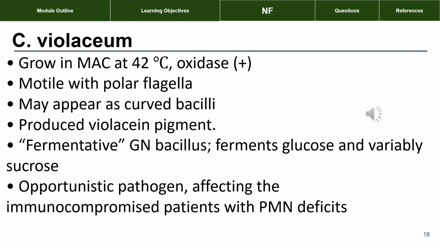Now we have your Chromobacterium violaceum. So this grows in your MacConkey agar at 42 degrees. They are oxidase positive and they are motile with polar flagella. They may appear as a curved bacilli. So they also produce a violacein pigment and they are fermentative gram-negative bacillus. So they ferment glucose and variably sucrose. These are opportunistic pathogens that affect the immunocompromised patients with PMN deficits.